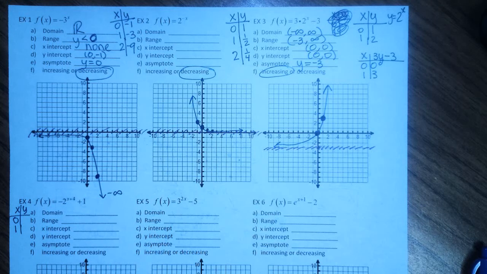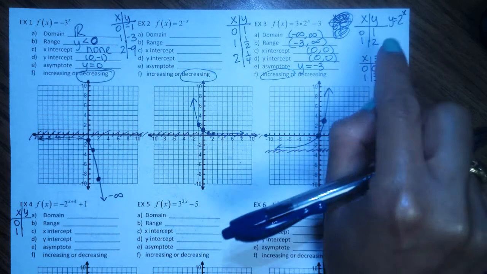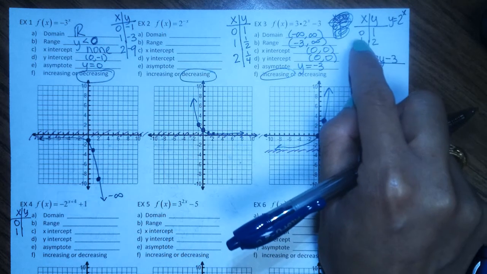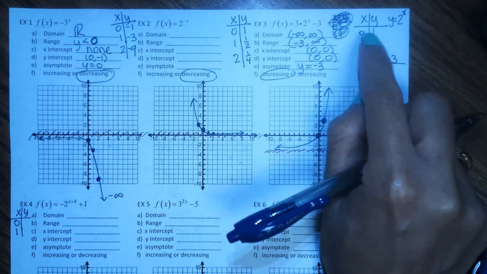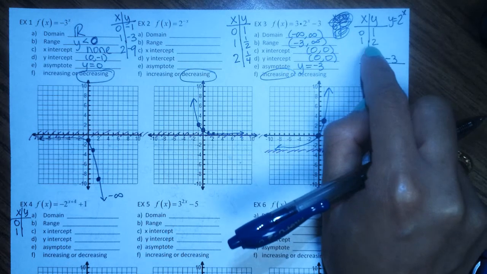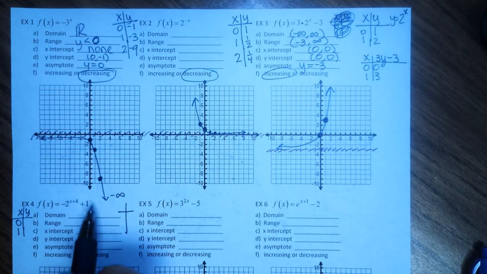What I like to do is the parent points. This parent graph is still a base of 2, so it would still be 2 to the x. So the parent would still be 0, 1, and 1, 2 for the parent. But now I'm going to apply some transformations.